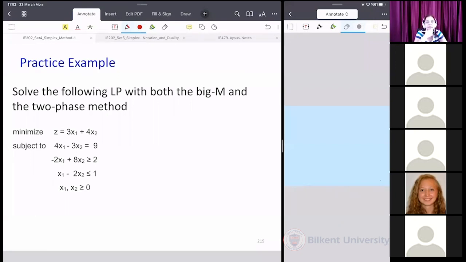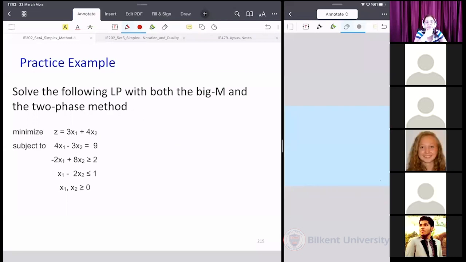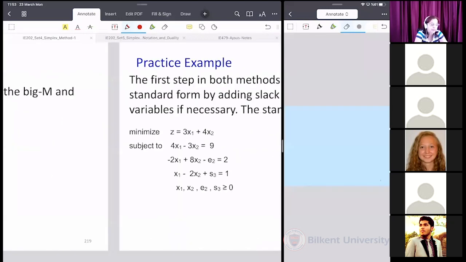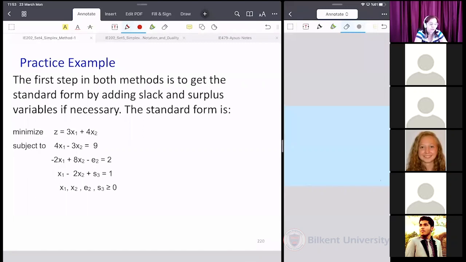I think 2. Which constraints do you need them? The first and the third one. For the first and second one. Second one. Yes. Okay, great. Thank you, Vasik. So we need 2 artificial variables, right?